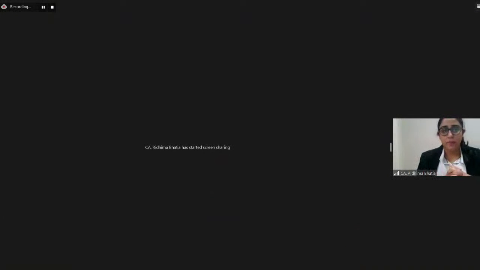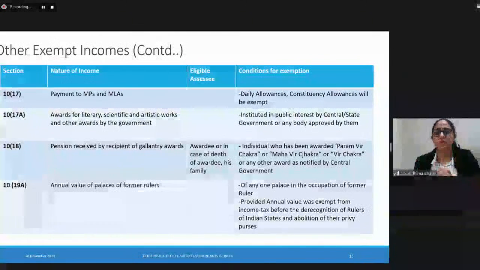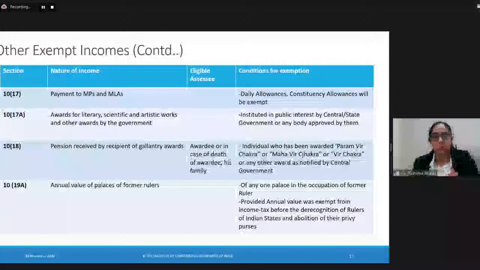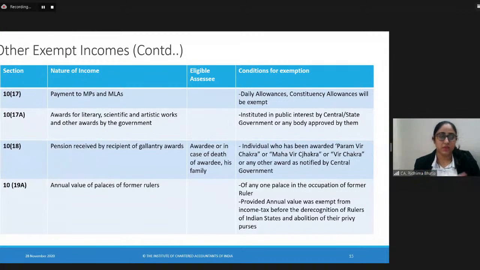Okay, so I was telling you about the national awards. Any amount which you receive in some artistic, scientific or literary related award, facilitated by the government, would be exempt. Second thing, on the gallantry awards. Gallantry awards are like your Param Vir Chakra, Maha Vir Chakra, Vir Chakra. If you are a recipient of a gallantry award, then the pension which is received is exempt. The pension would not be taxable.